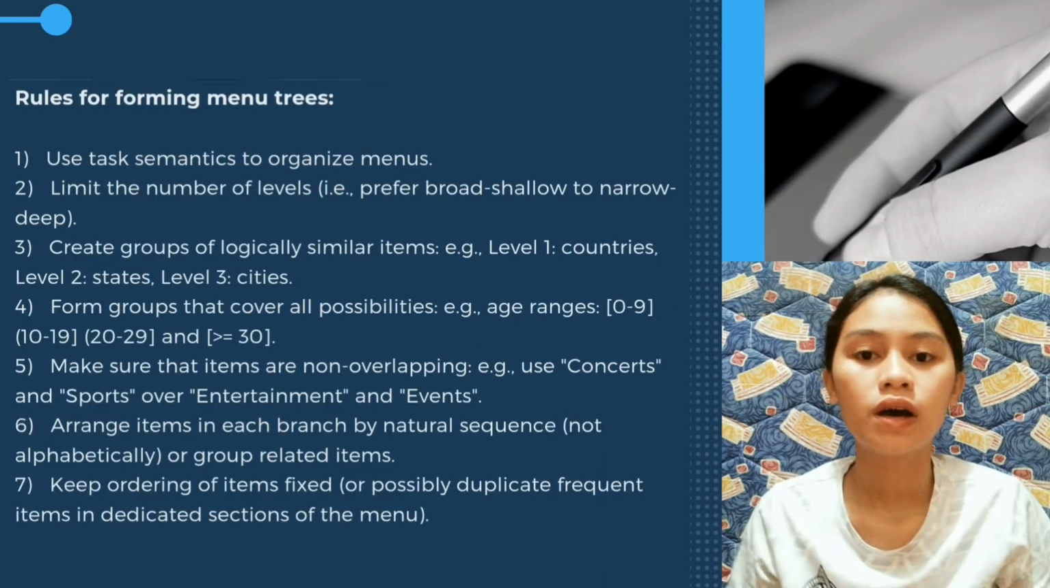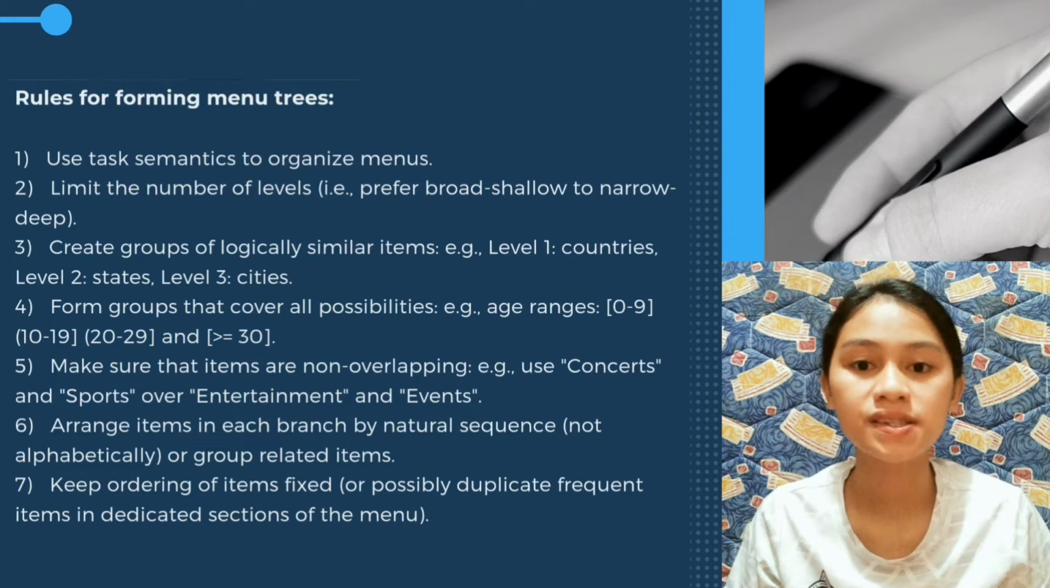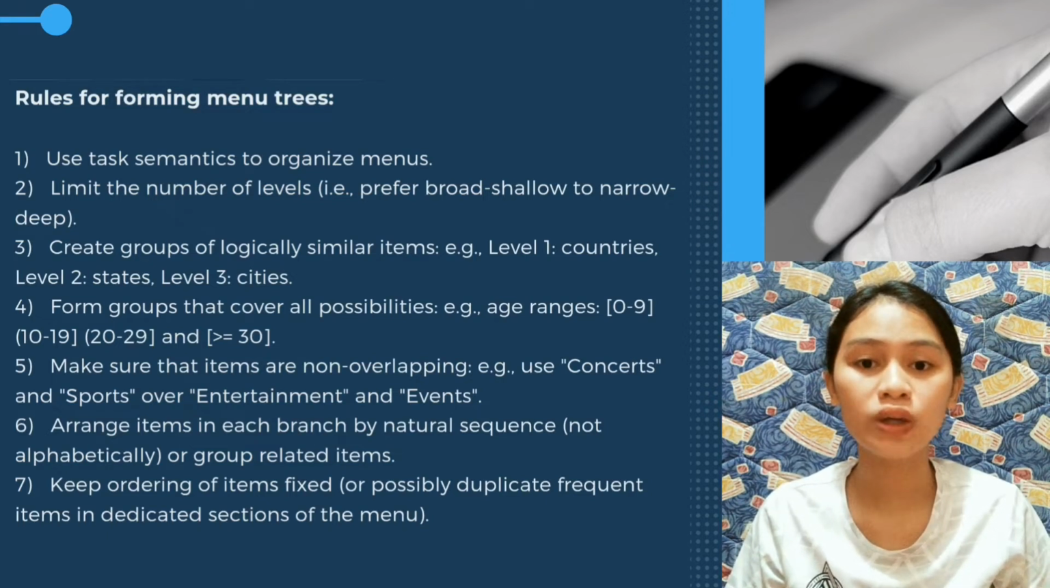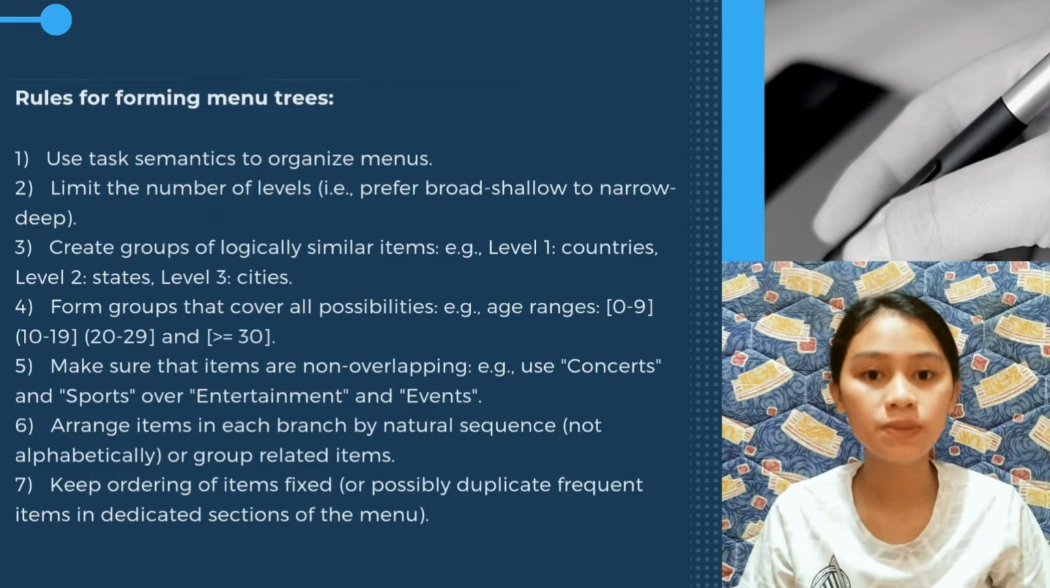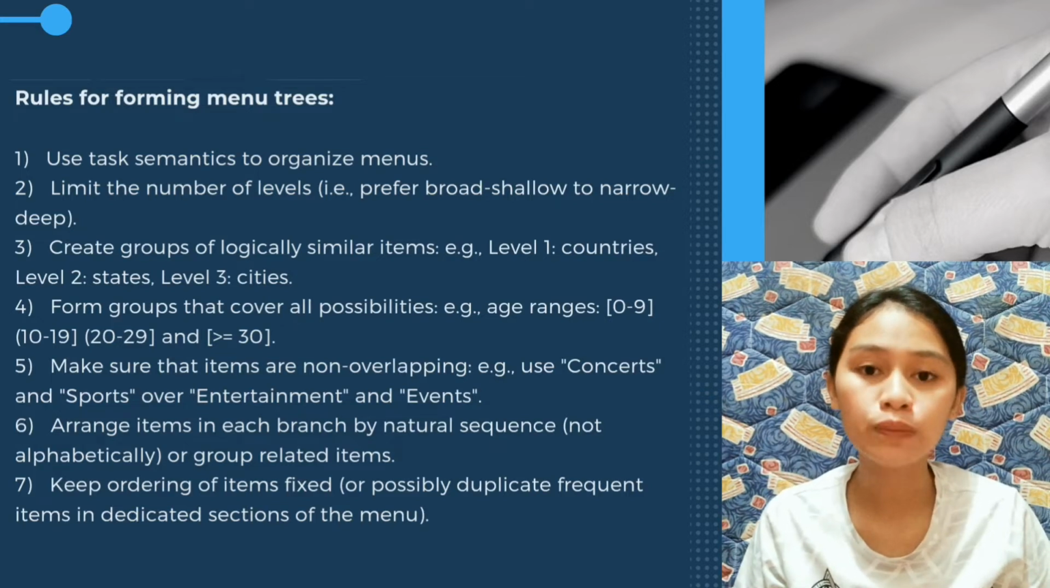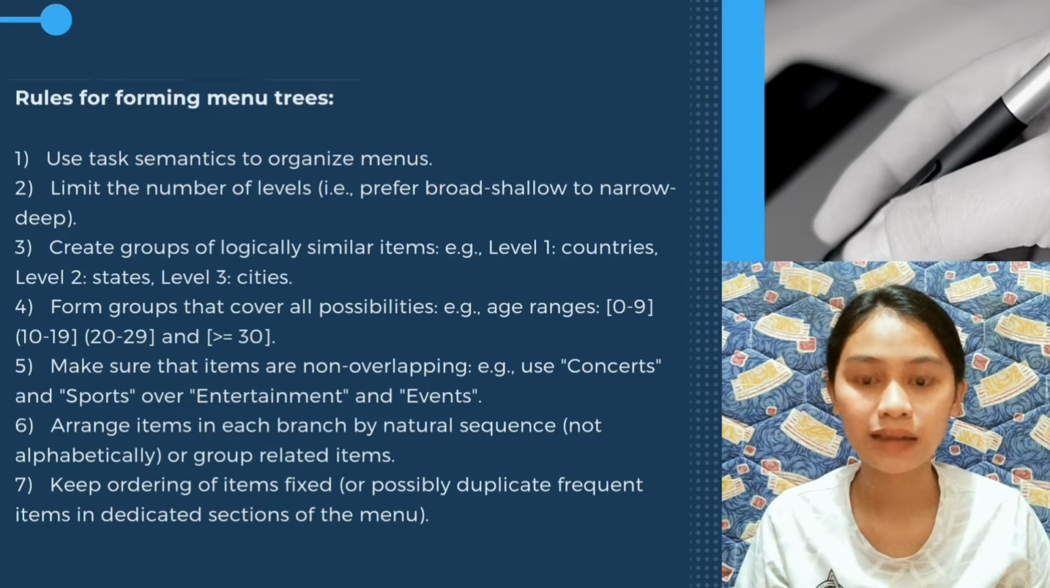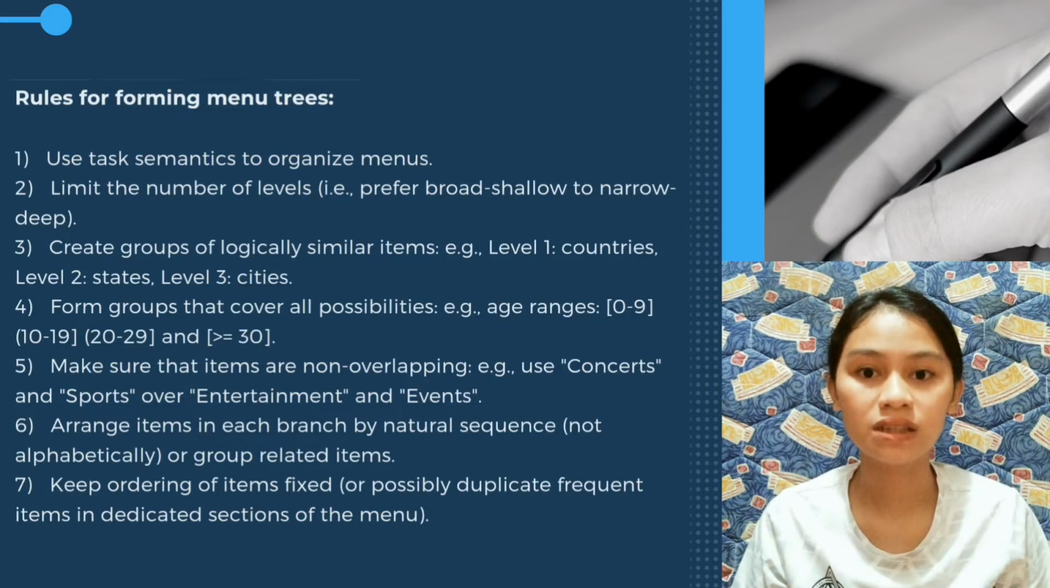Rules for forming menu trees. First, use task semantics to organize menus. Second is to limit the number of levels. Prefer broad shallow to narrow deep. Create groups of logically similar items. Level 1 countries, Level 2 states, Level 3 cities. Form groups that cover all possibilities. For example, age ranges 0 to 9, 10 to 19, 20 to 29, and so on. Make sure that the items are non-overlapping. Use concerts and sports over entertainment and events.